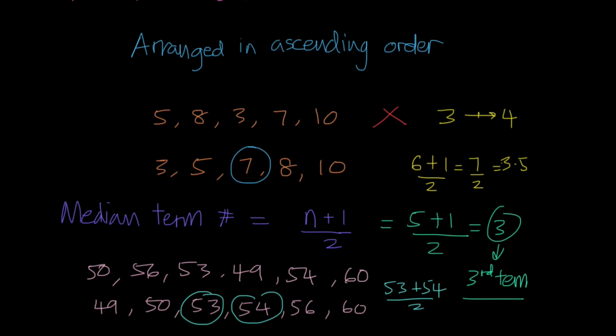Okay, so if we have an even number of terms, then the median would be the average of the middle terms. So 53 plus 54 over 2, that is 53.5, and that would be the median.